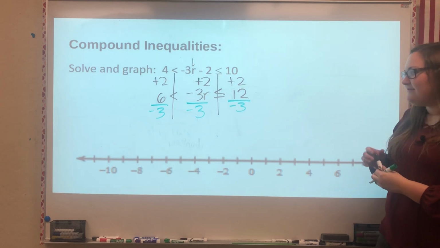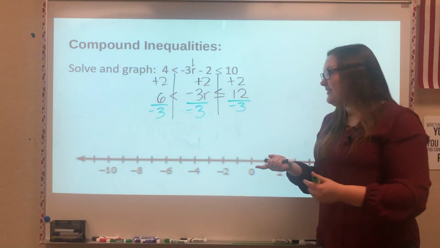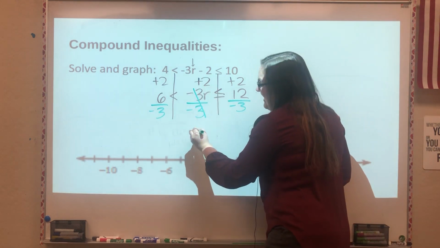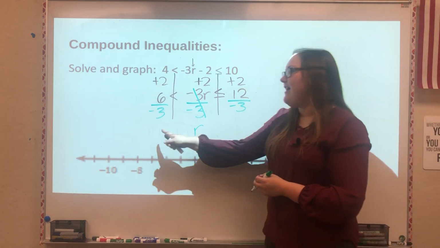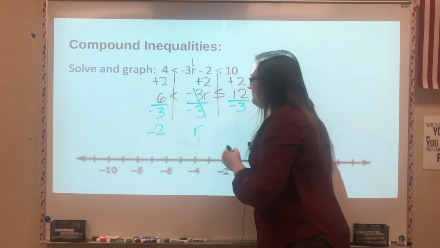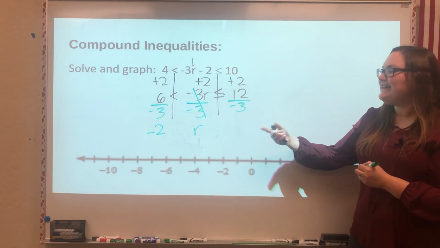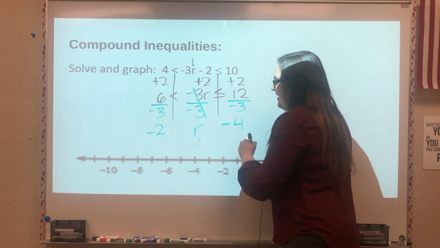When I do that, in the middle, -3 divided by -3 gives me 1. 1r is the same thing as r, so those -3's cancel out. On my left side, 6 divided by -3 is -2. And then over here on my right side, 12 divided by -3 is -4.